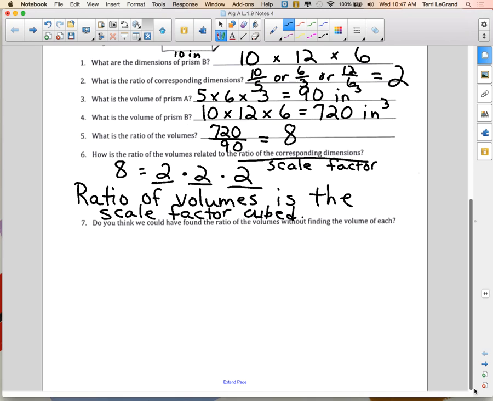Because sometimes, what if they are talking about something that you don't know how to find the volume of? Are you going to have to figure out how to find the volume of that before you're going to be able to find the ratio of volumes? If you know the scale factor, what can you do? What do you think you can do? If you know the scale factor, what did we just write down?